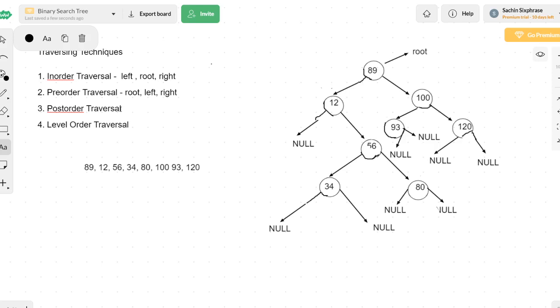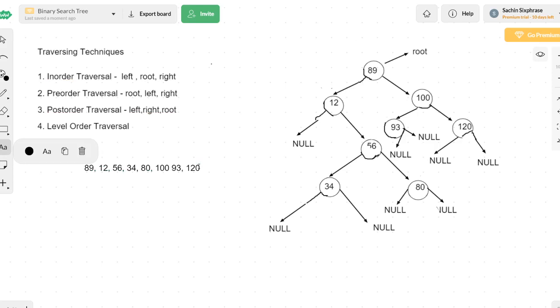Now coming to the next one, post-order traversal, what we will be doing, we will be giving the first importance to left, the next importance to right, and then the last importance to root. First you will finish left and right, then finally only you will be printing the root data. Now we will also trace that, and we will find the expected output so that we can verify in the next implementation phase. Now again we will start our process from the first node 89, root.